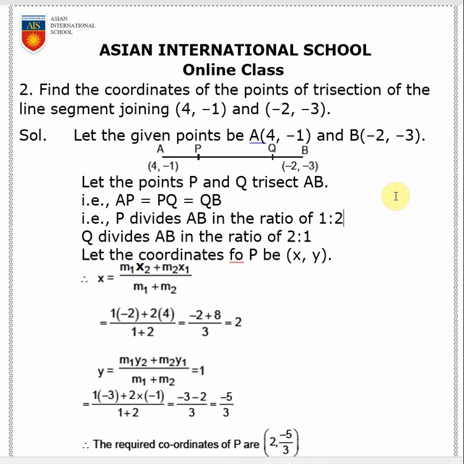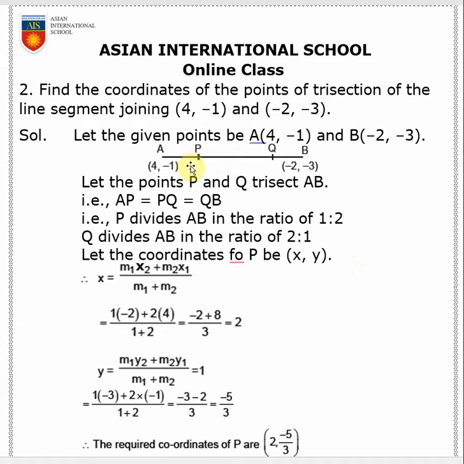Now how to find out? You might think that there is no ratio given, how will you find out? But we can still find out. See, if P and Q are dividing into 3 equal parts, then A to P must be 1/3 of AB, P to Q also must be 1/3 of AB, and Q to B also must be 1/3 of AB. Okay, that means A to P is to P to B must be 1:2.